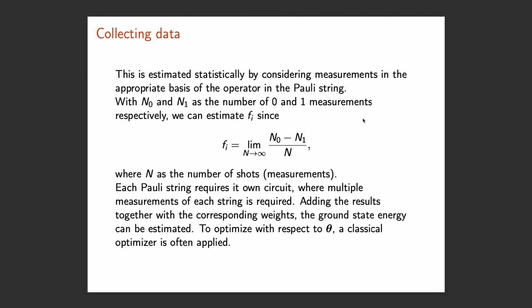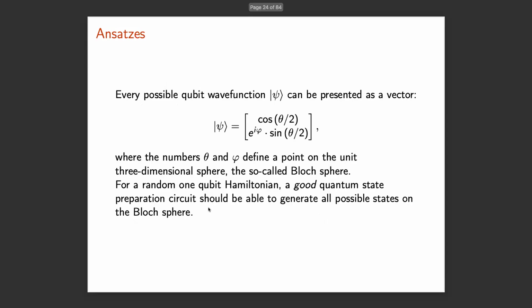Then, when you make the measurement, you are going to count the number of times you make one observation, let's say bit 0 and bit 1, and you simply count these and divide by the number of measurements. These measurements are typically called shots in the literature. And each Pauli string requires its own circuit, where multiple measurements of each string are required. So let's take a closer look at some of these possibilities.